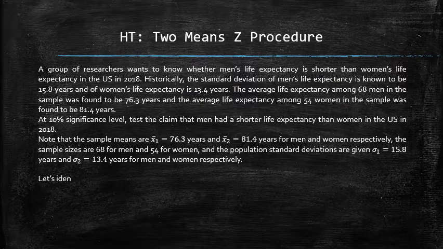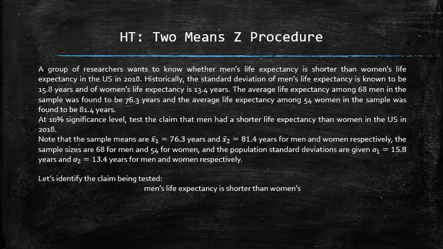Now let's identify the statistical claim that needs to be tested. The claim is that the men's life expectancy is shorter than women's, so we can symbolically express the claim as mu1 is less than mu2, or equivalently as mu1 minus mu2 is less than 0. Since the claim is about the population means and the population standard deviations are given, we'll use the two means z procedure.